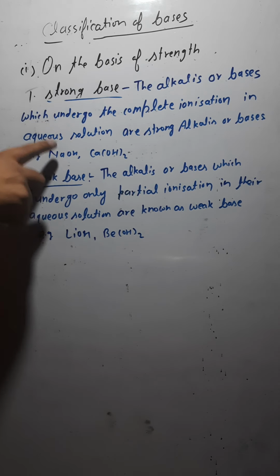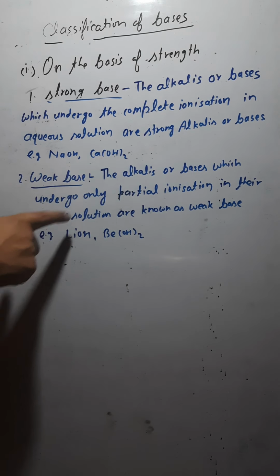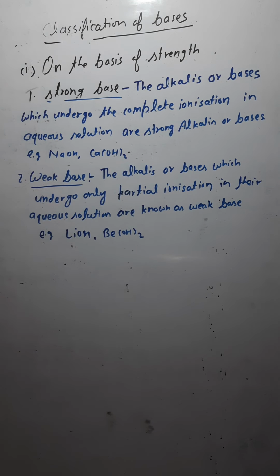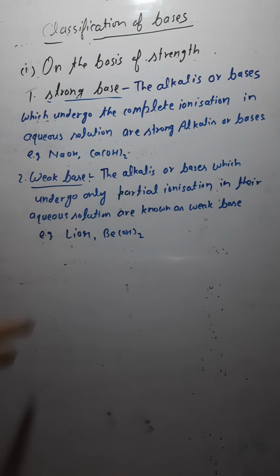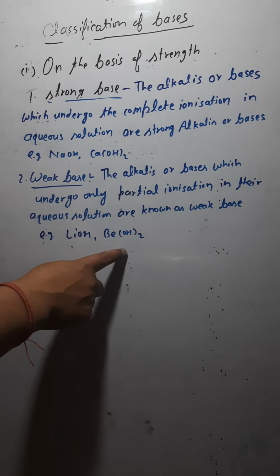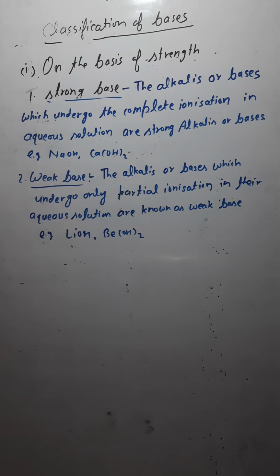So these are termed strong bases. Similarly, the weak bases: alkalis or bases which undergo only partial ionization in their aqueous solution are known as weak bases. LiOH, that is lithium hydroxide. Be(OH)2 means beryllium hydroxide. Why 2 here? Because the valency of beryllium is 2.